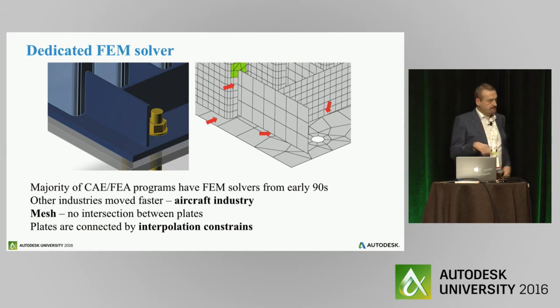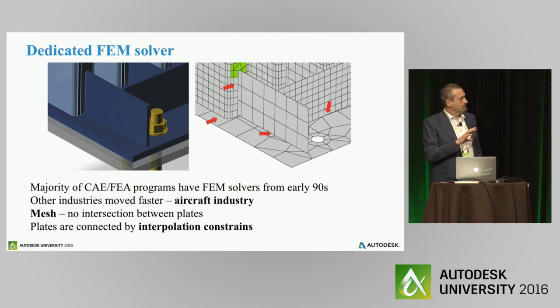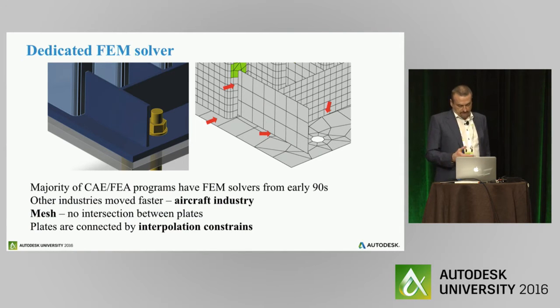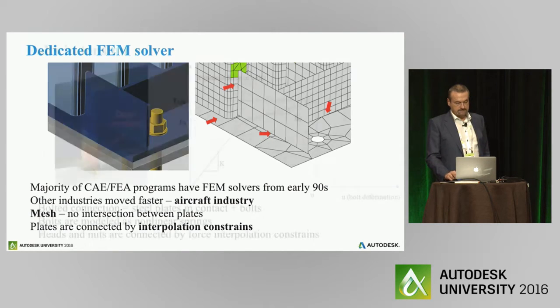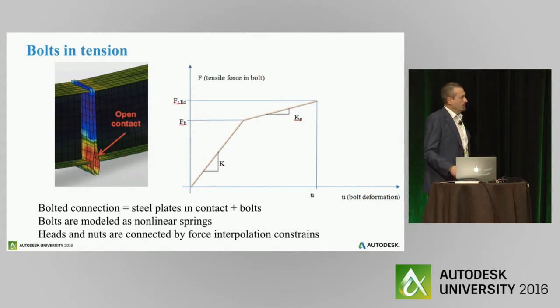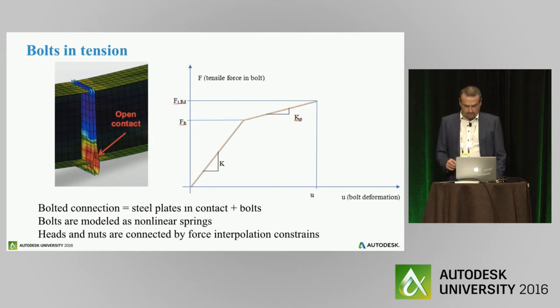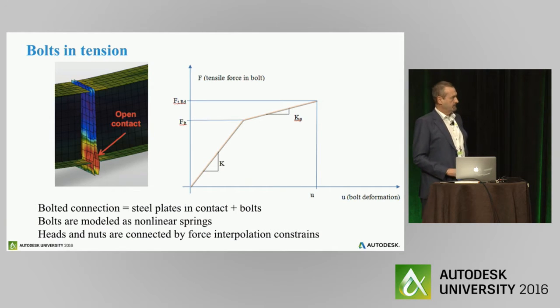We mesh each plate separately, then the mesh is very simple, and there is not a big amount of elements, and we connect these plates with these interpolation constraints. And if we do it, we have directly forces which we can use for design of welds. We also model bolts with specific models, and we use quite simple springs, but also these springs have a nonlinear force-deformation diagram.